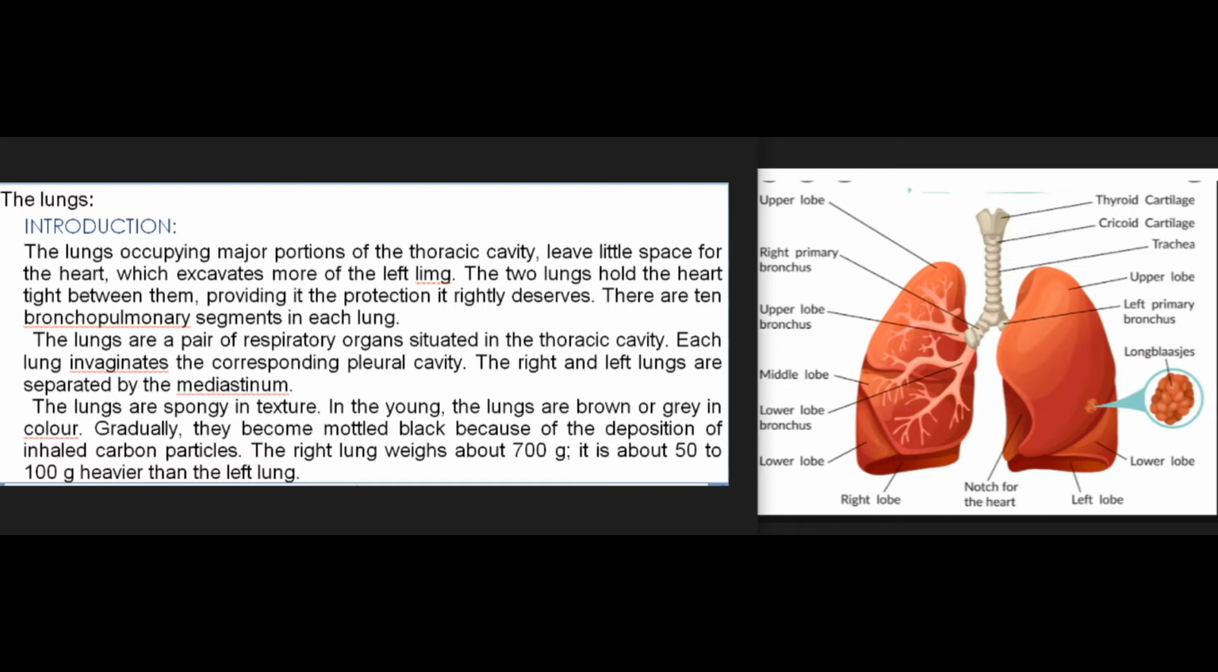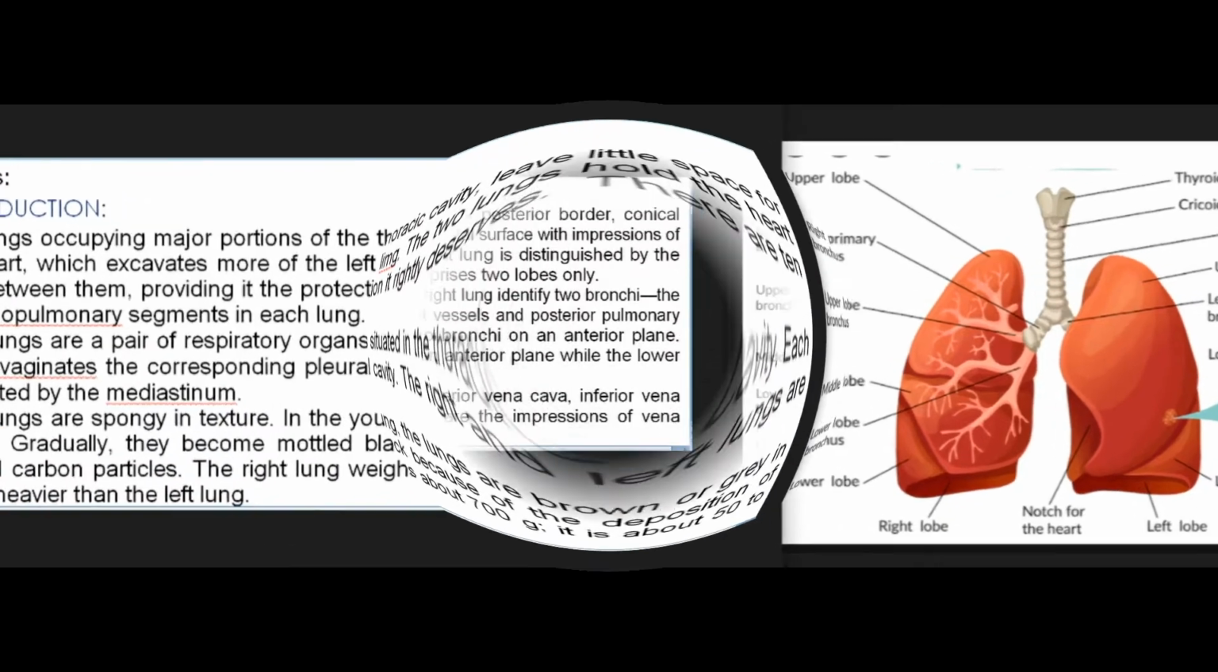In the young, the lungs are brown or gray in color. Gradually, they become mottled black because of the deposition of inhaled carbon particles. The right lung weighs about 700 g; it is about 50 to 100 g heavier than the left lung.